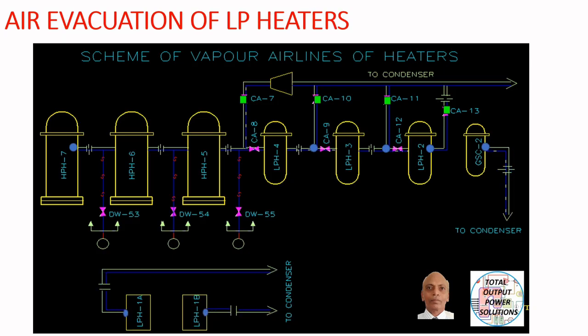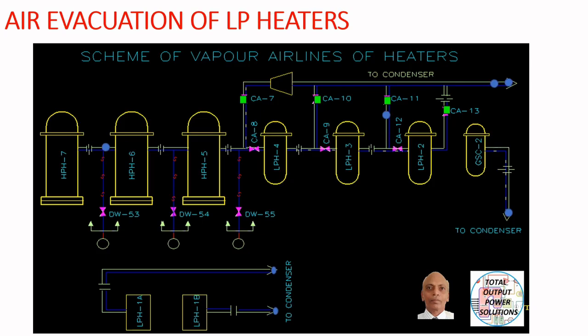Now first of all, we open the evacuation valves of LP heaters 2, 3 and 4. You can see here the air and steam being evacuated to the condenser from the LP heaters. As you open the valves, the numbers are 10, 11 and 13. So you have to open those valves, and then the next thing is the HP evacuation.